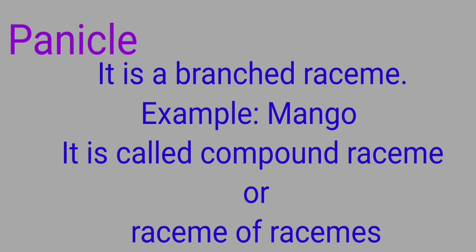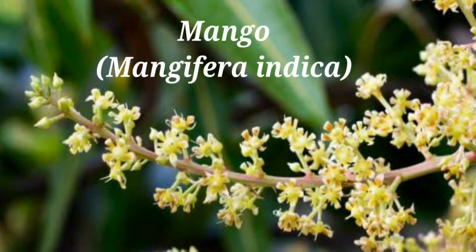And next one is the panicle. It is a branched raceme. Example for this is mango. It is also called compound raceme or raceme of racemes. So this is the flower of mango.